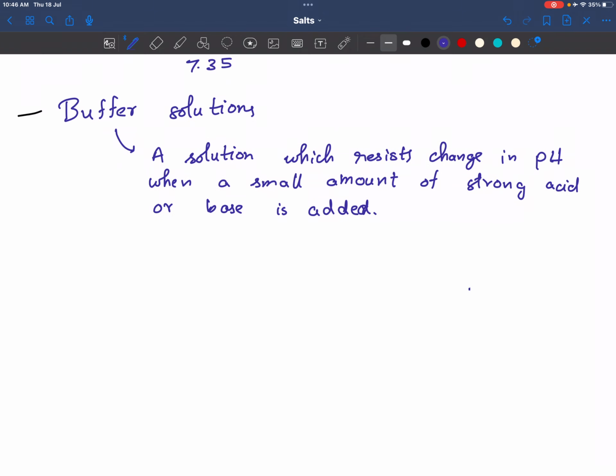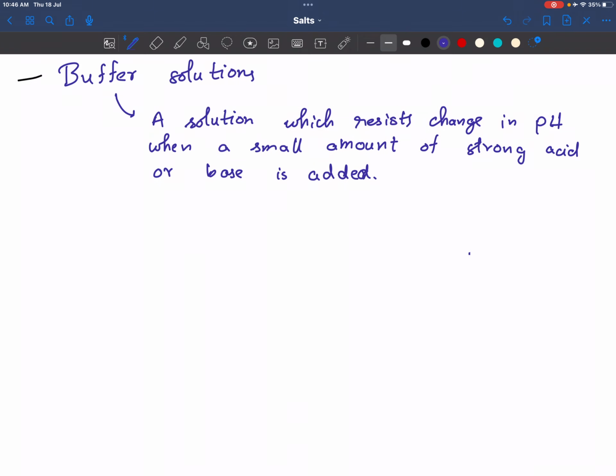Okay. Now, we don't need to go deeper into this. Why does buffer solution resist change in pH, and how does it resist? We're only looking at the pH value of these buffer solutions. There are two types of buffer solutions mainly. One is acidic buffer. The second is basic buffer.